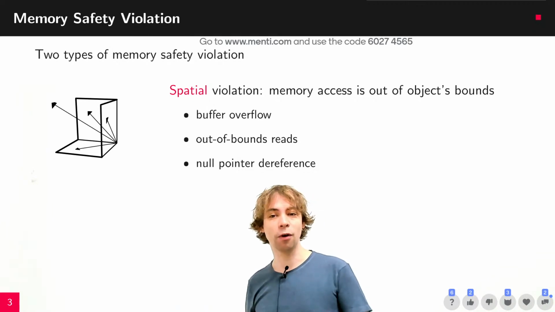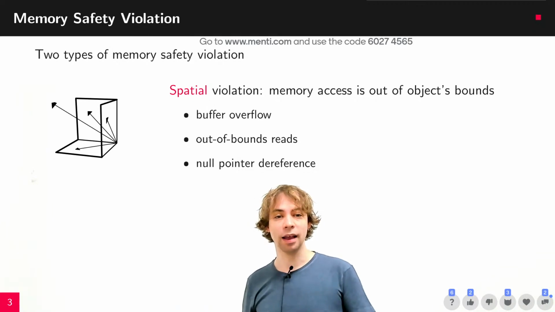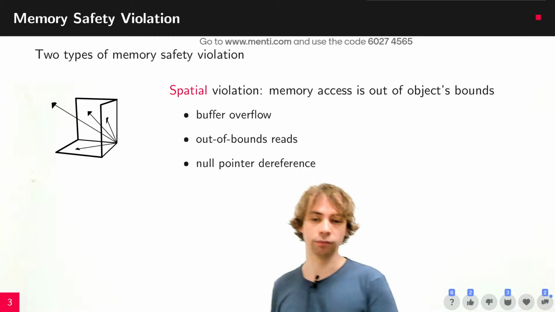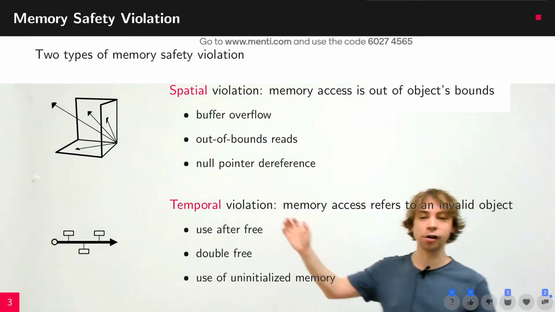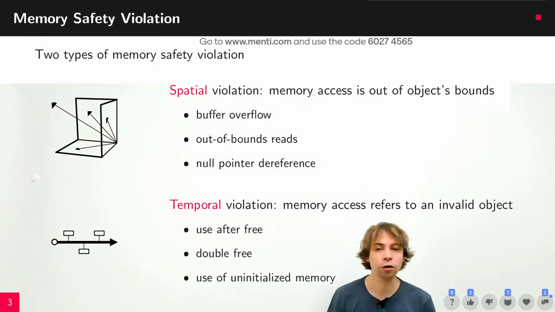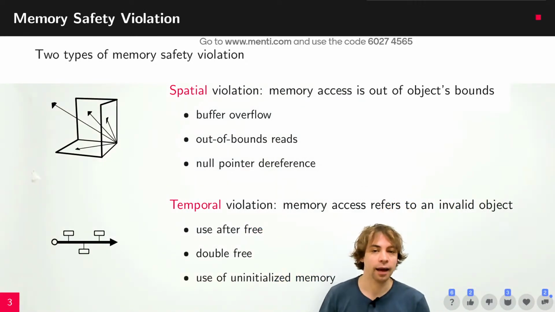The other type of memory safety violation is temporal violation. A temporal violation would be valid at one point in the execution time, but it's not valid at the current point in time. So it's a memory access that refers to an invalid object. Use after free is one example.